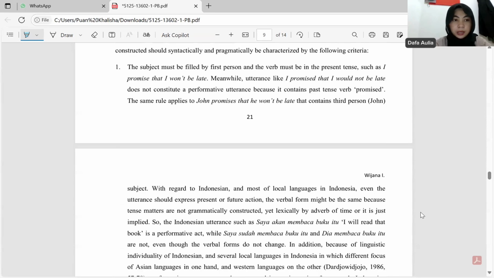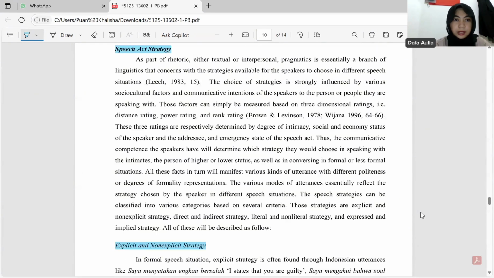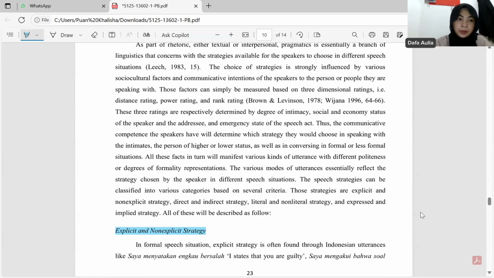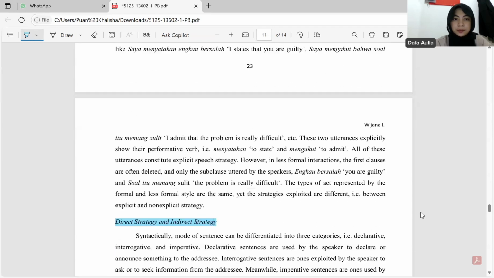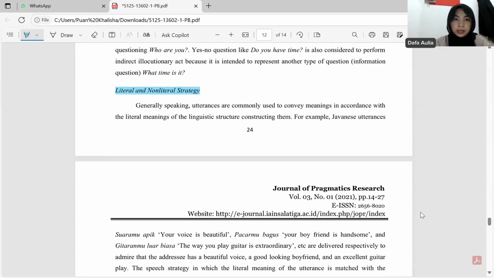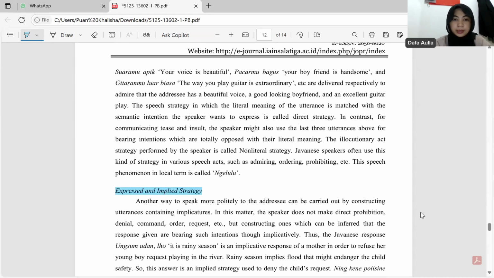In the finding and discussion, the author highlights that even though two utterances might look similar, they can have very different meaning depending on the context and intention. For example, the sentence, "Your voice is beautiful," could be a genuine compliment, or sarcasm. This depends on the situation and how it's said. The study also explains several strategies for performing speech acts, such as explicit and non-explicit strategy, direct strategy and indirect strategy, literal and non-literal strategy, express and implied strategy.